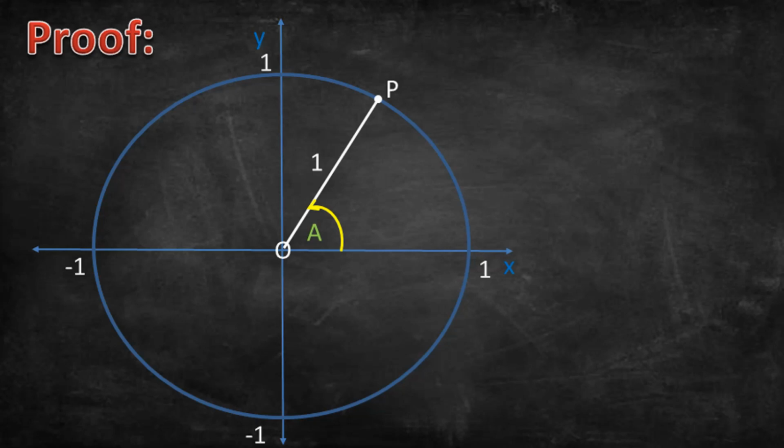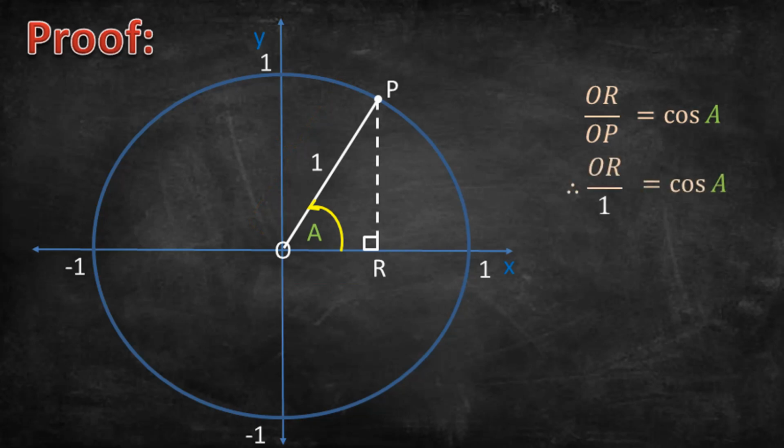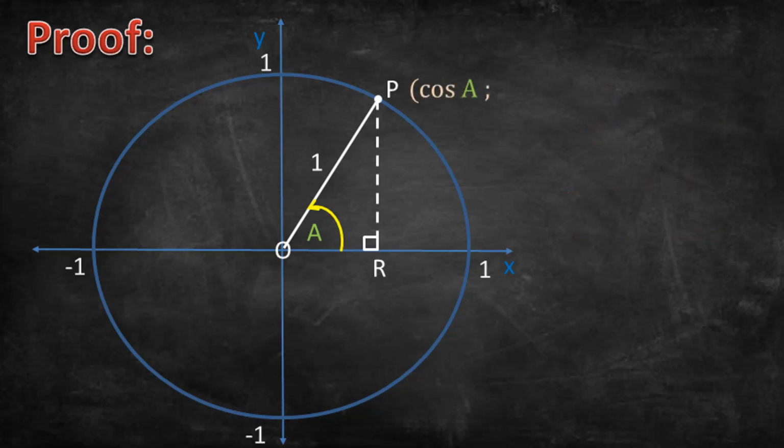Now we drop a perpendicular from point P onto the positive x-axis, and we can call this PR. Inside triangle POR, OR over OP is the cos of angle A. But since OP is equal to 1 unit, we find that OR is the cos of A. Of course, OR is the x-coordinate at point P. So then the x-coordinate at P equals the cos of A.